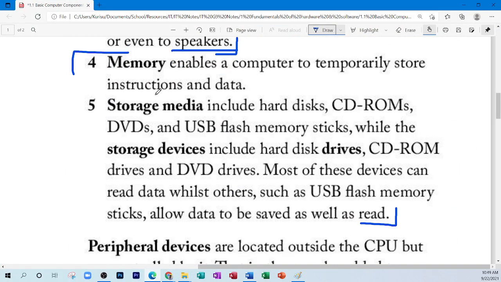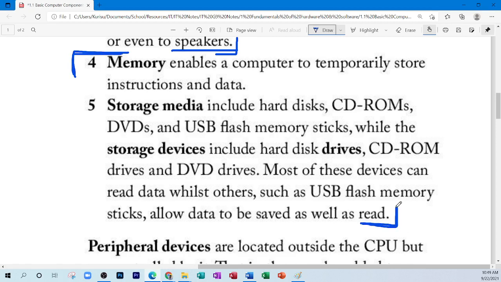So let's move on to our next two categories of hardware. Asifa. Yes, sir. Can you read for us? So which part, sir? I marked it up in memory, so read.